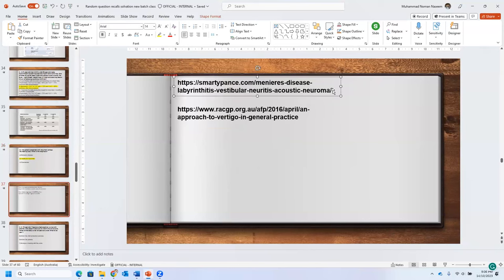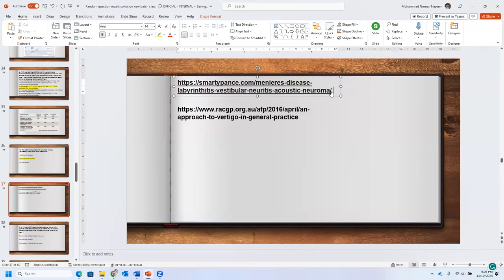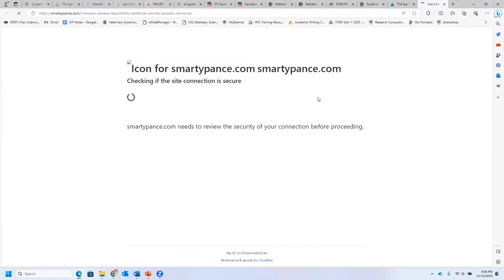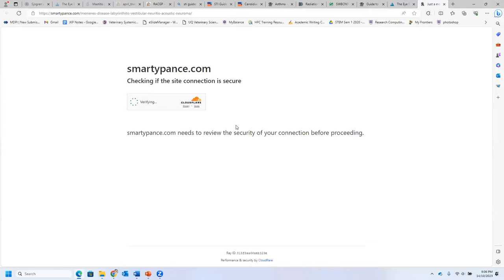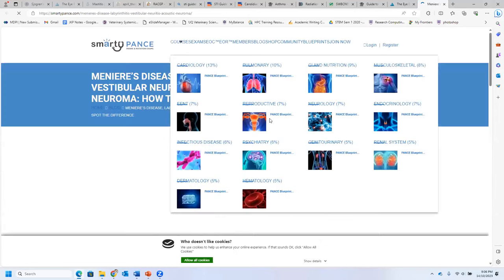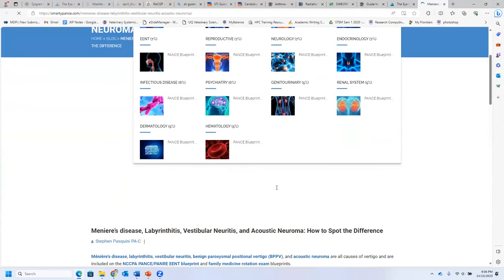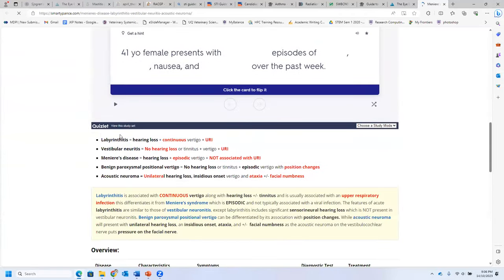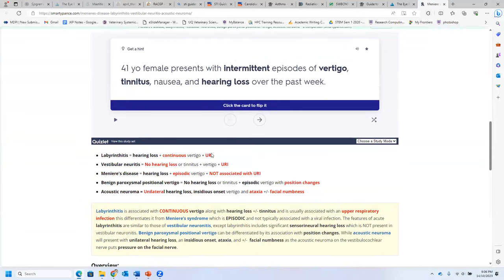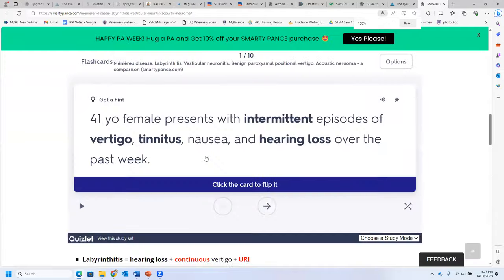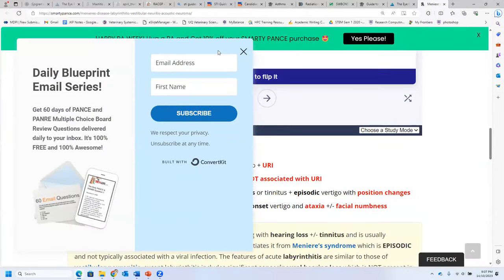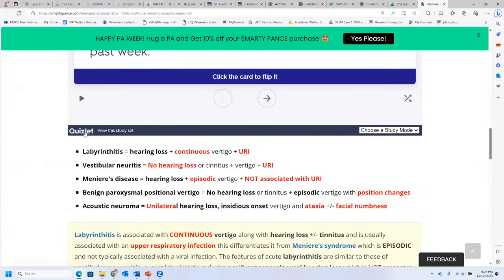BPPV, very good. In benign paroxysmal positional vertigo, there will be no hearing loss, whereas in labyrinthitis and Meniere's disease, there will be hearing loss. All right, look at this one. They have very good algorithms over here. So in labyrinthitis, there will be hearing loss with continuous vertigo, and there will be evidence of the upper respiratory tract infection.